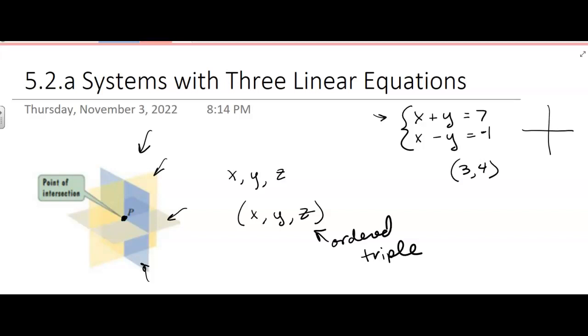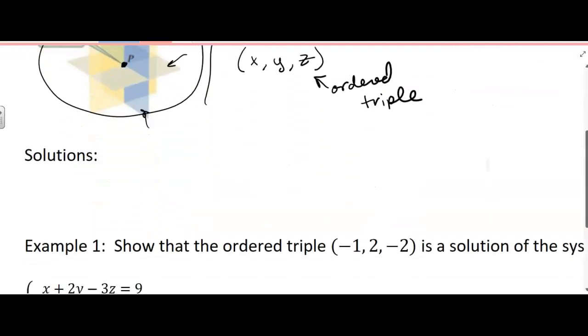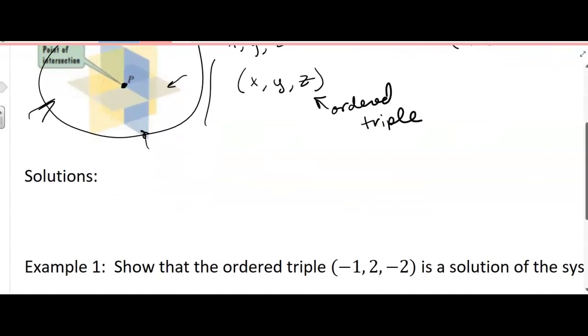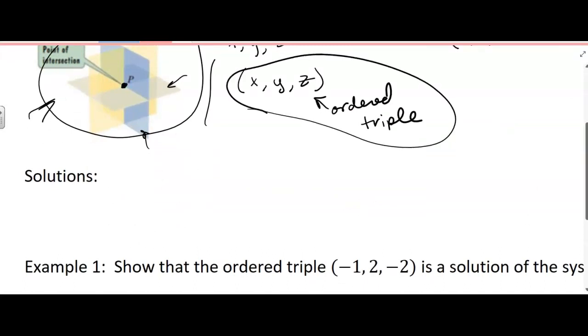It's a little bit bigger, and we're no longer in a flat plane, but rather we're in three space, three-dimensional, where you have planes intersecting each other. So hopefully I explained that okay. By the way, these are very hard to draw. So our solutions are going to be an ordered triple, an x, a y, and a z.